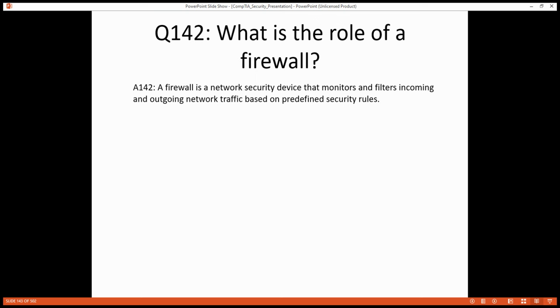Q142. What is the role of a firewall? A142. A firewall is a network security device that monitors and filters incoming and outgoing network traffic based on predefined security rules.